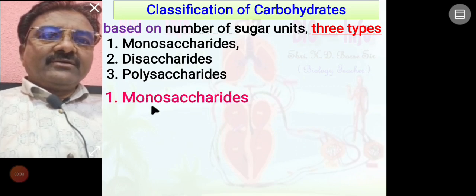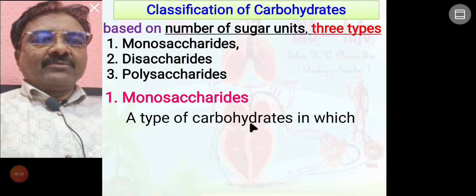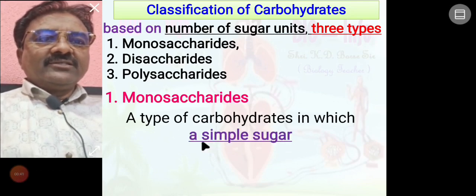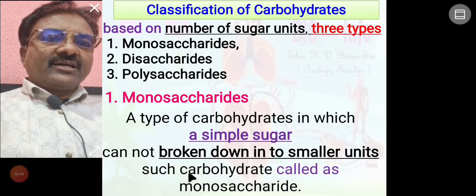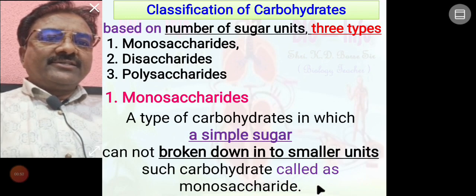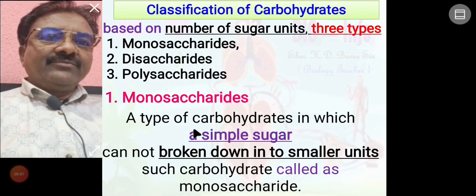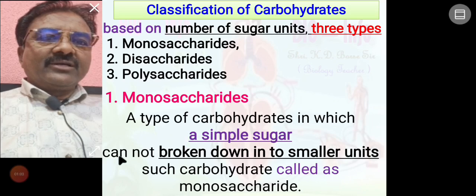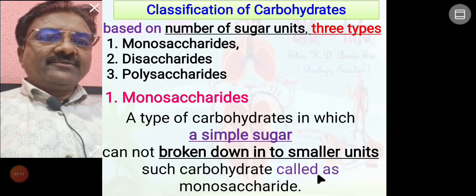First one is monosaccharide. Monosaccharide is one type of carbohydrate in which a simple sugar cannot be broken down into smaller units. Such a carbohydrate is called monosaccharide.